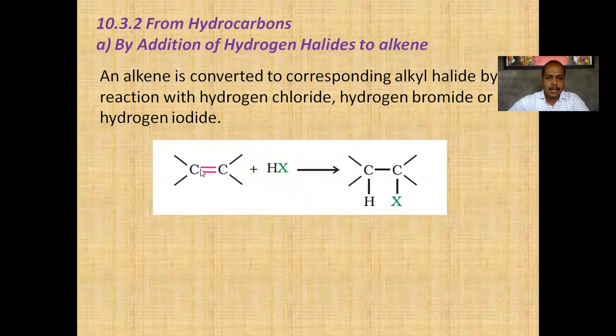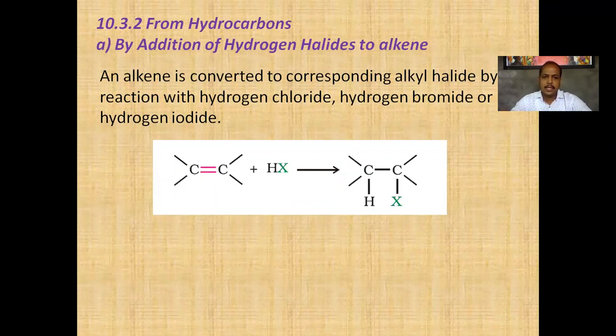Look here. This is an alkene, carbon-carbon double bond present, plus HX. HX means any hydrogen halide. This H gets attached to this carbon and this X attached to this carbon. The carbon-carbon double bond is converted into a carbon-carbon single bond. So this is only a simple addition reaction. Addition of HX, that is hydrogen halide, takes place across the double bond, and the carbon-carbon double bond gets converted into a single bond.